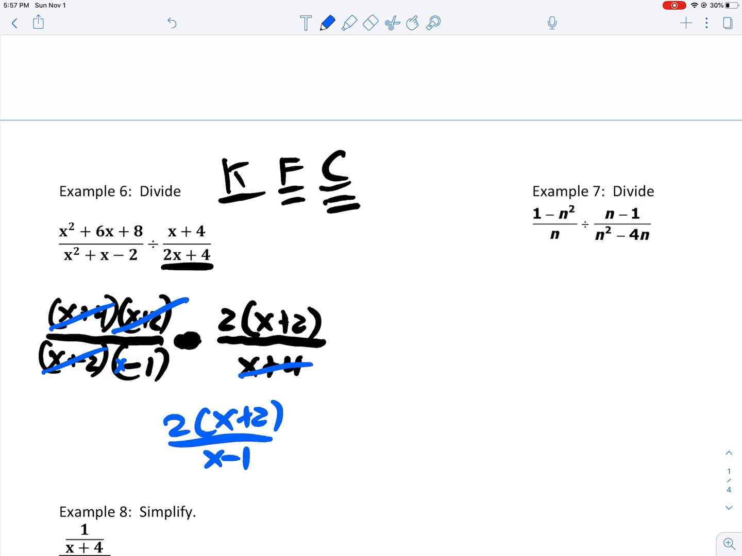And again, if you're wondering why did I cross out the 2x plus 2's on the left, it doesn't matter which one you reduced with. You could have reduced all the way across if you wanted to, the numerator in the far right all the way to the denominator in the far left. That would have been fine. You just can't cross out x plus 2 in the numerator and x plus 2 in the numerator. You can reduce vertically and you can reduce diagonally. You can't reduce top to top or bottom to bottom.